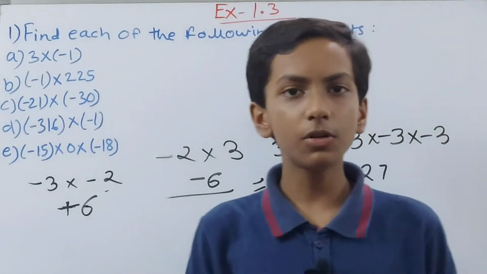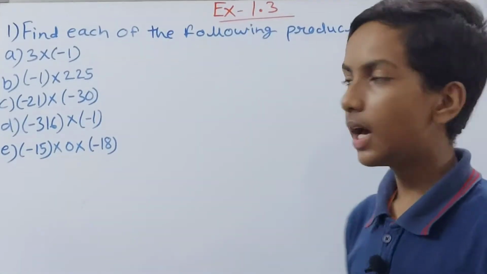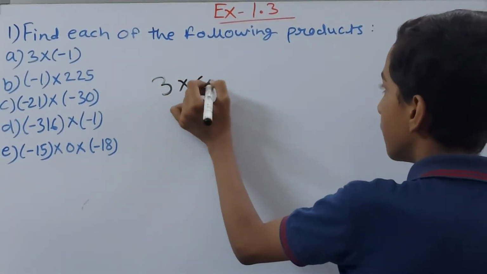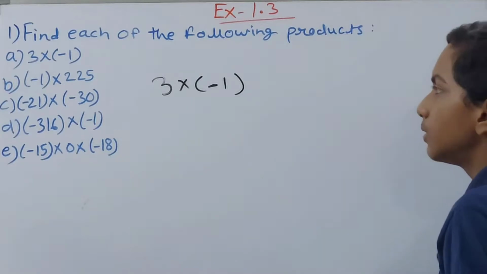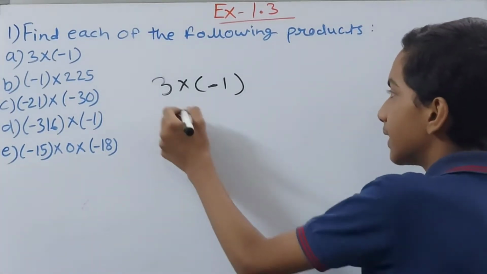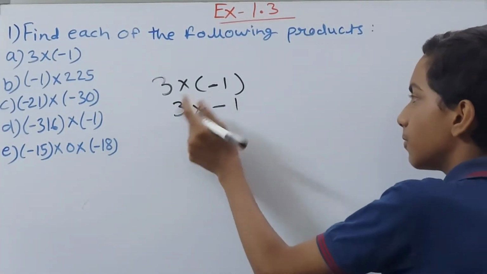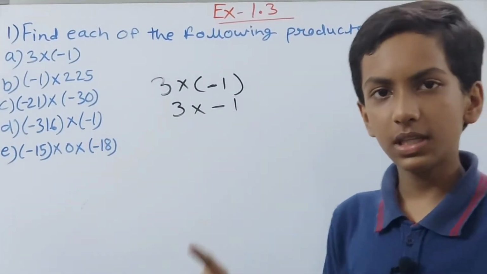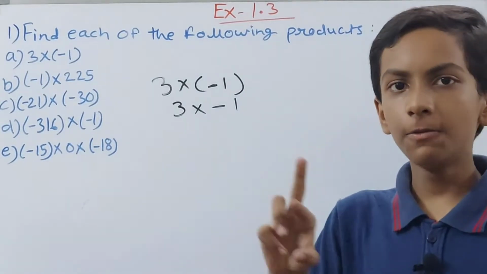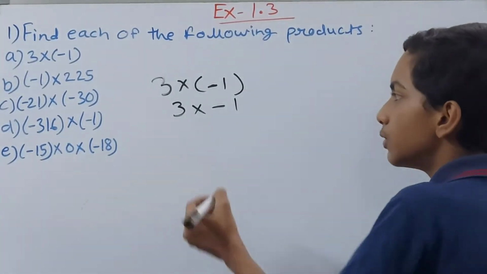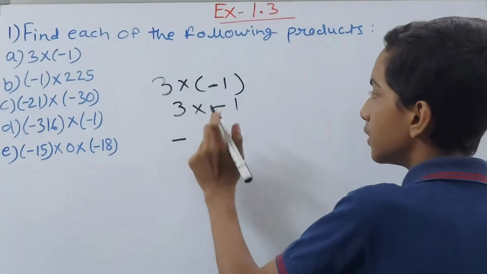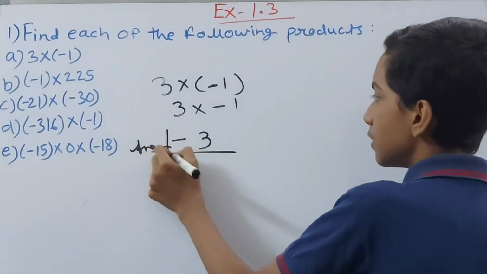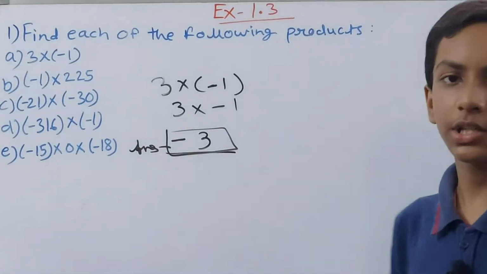Alright, now let us move on to solve the questions. In the A part we have 3 into minus 1. If I open the bracket, this becomes 3 into minus 1. Our numbers have different signs, plus and minus, so we write a minus sign and multiply the numbers, 3. So this becomes our answer, minus 3. Alright, let's move on to the next part.